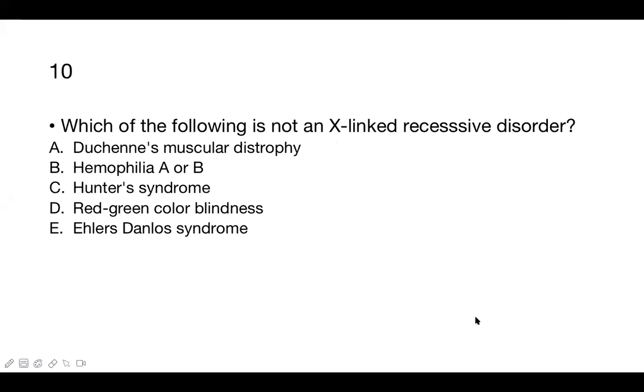This is, sir, E. Okay. Ehlers-Danlos syndrome. Ehlers-Danlos syndrome. So you want to go for E.